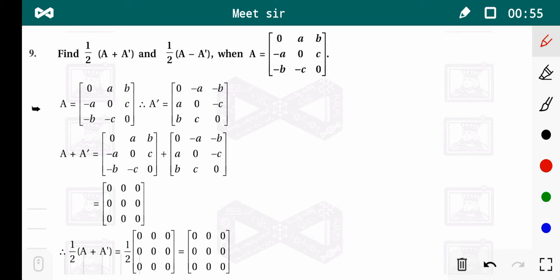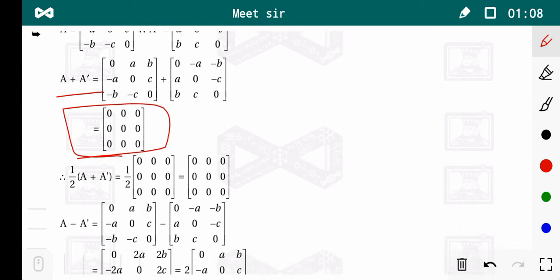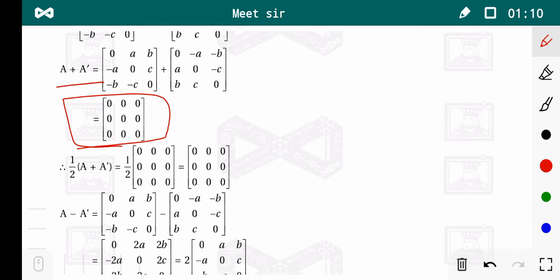Now we add A and A dash. By adding A and A dash, we get a new matrix. The matrix we got is the 0 matrix. Now we divide it by 2, that is 1 half (A plus A dash). 1 half into the 0 matrix is a 0 matrix.